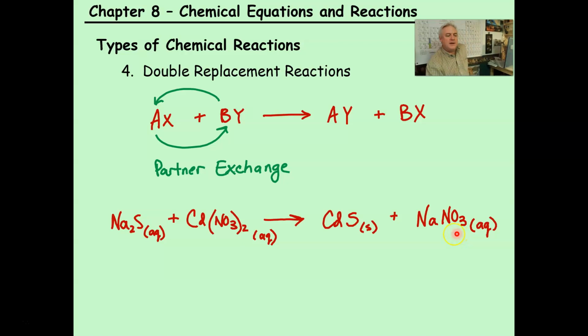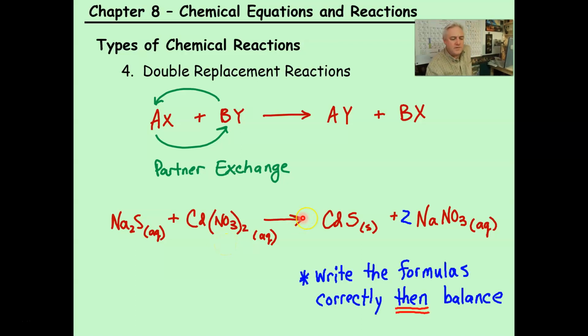sodium nitrate. Now when you look at this, you see cadmium has two nitrates, NO3, attached. Why does sodium only have one? The reason is that sodium is a 1 plus ion and nitrate, NO3, is a 1 minus ion. So the correct formula is NaNO3 for sodium, and cadmium is a 2 plus ion. Therefore, there's two nitrates attached to it. And then we could balance it, putting a coefficient in front of sodium nitrate, and so on. All right, it's a double replacement reaction.